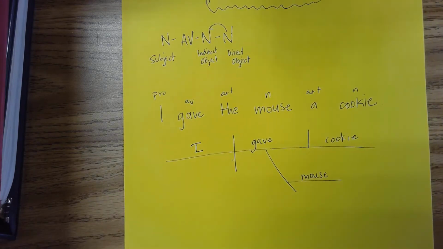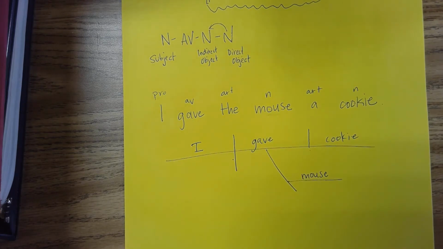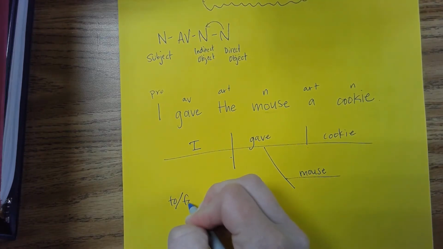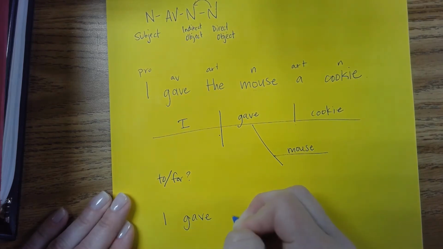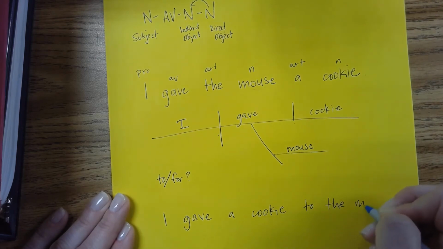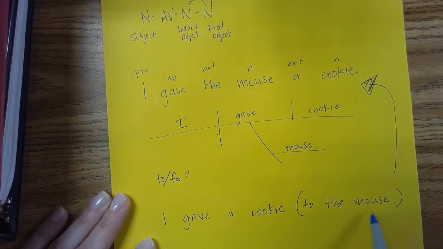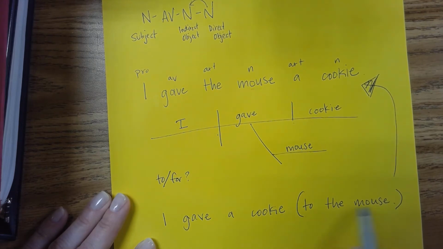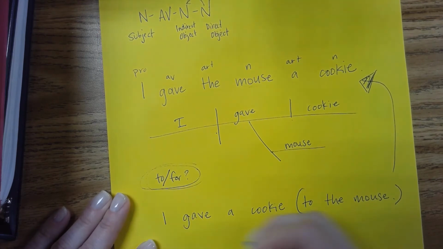Another way you can check your work on indirect objects, on finding this in a sentence, can you reword the sentence and include a prepositional phrase with the words to or for? So can you say, I gave a cookie to the mouse? Can you do that with this, and it has the same meaning as this? Yes, if that mouse can be the object of a prepositional phrase with to or for, then you have an indirect object. That's like a check your work.